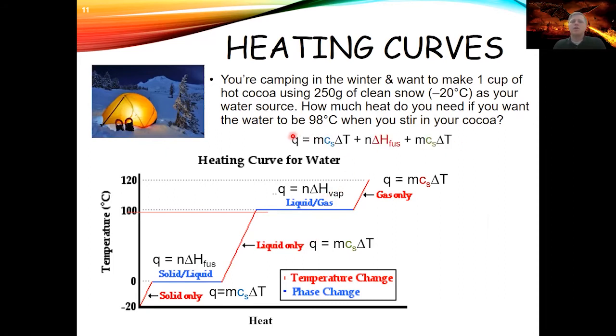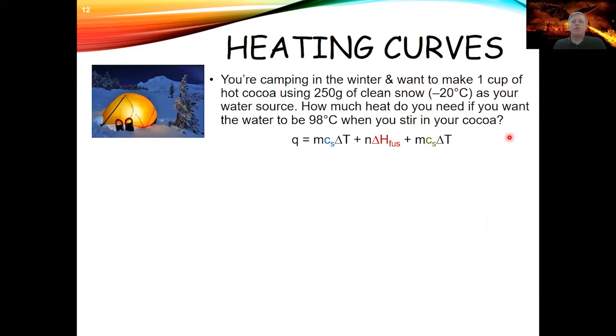So our total heat Q is going to be equal to the mass of the ice times the specific heat of the ice times the change in temperature of the ice, plus the number of moles of ice times the delta H of fusion for ice, plus the mass of our liquid water that we've generated times the specific heat of that water times the change in temperature the water undergoes. So what we'll need for this problem is specific heats. We'll also need our delta H of fusion.